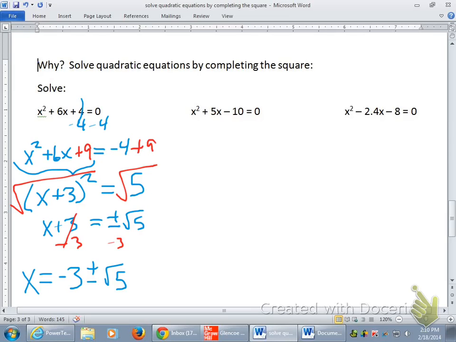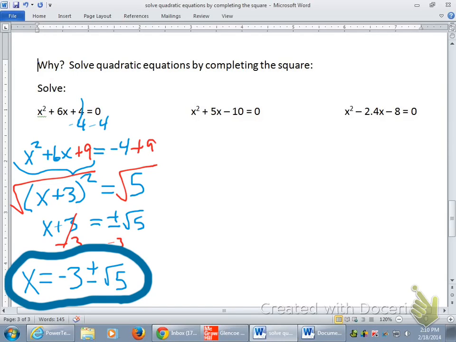And of course that is 2 different answers here. I've got negative 3 plus the square root of 5. That will give me some decimal answer. And I also have negative 3 minus the square root of 5, which would give me a different decimal answer. But like I said, I'd rather just not have decimal answers at all. So we'd stop right there. There's our solution.